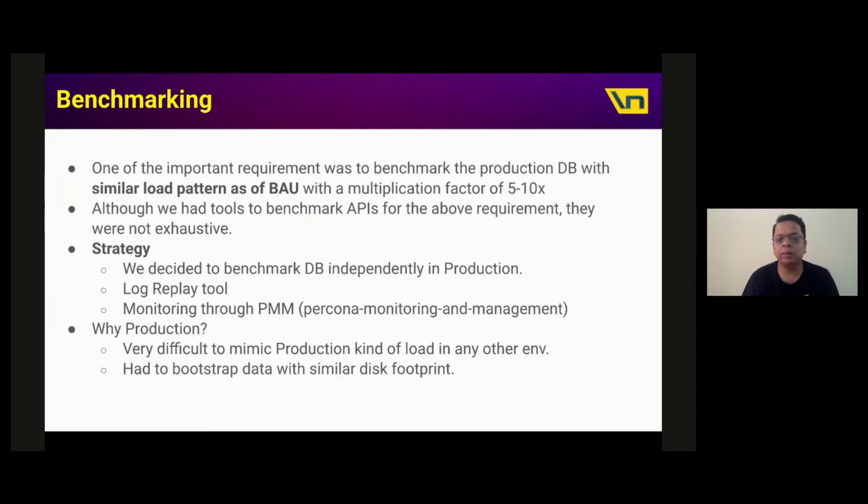As I said, the second strategy is to do the benchmarking based on APIs. And given that these are very old, monolithic systems, there were so many APIs exposed on top of it and so many domain entities involved that it was very difficult to cover all the APIs if you wanted to rely on API level benchmarking. The second problem was that you had to bootstrap your data with a similar disk footprint. As I'm talking about a 3 TB footprint, if I did it in some other environment, we would have had to bootstrap that similar data so that we could mimic the same kind of mixed load requirement which we had.